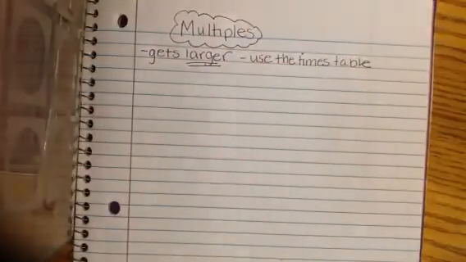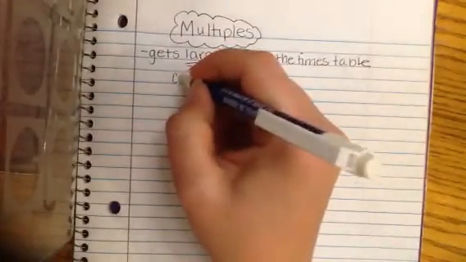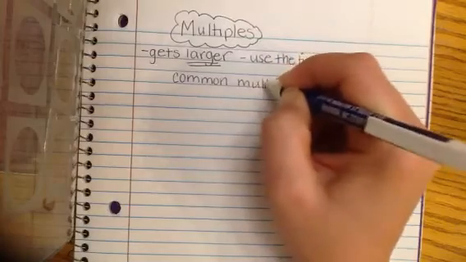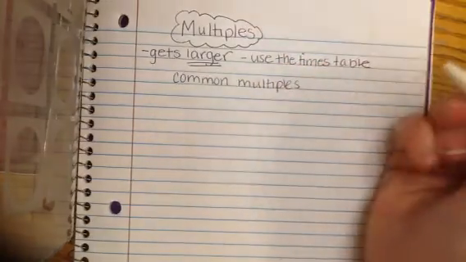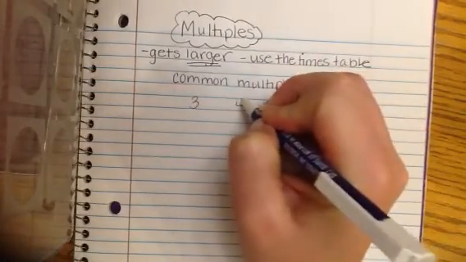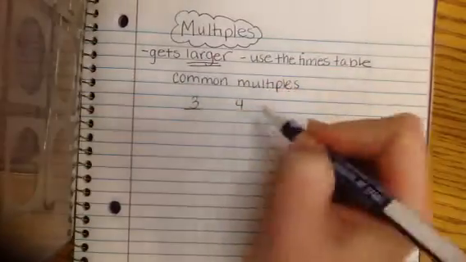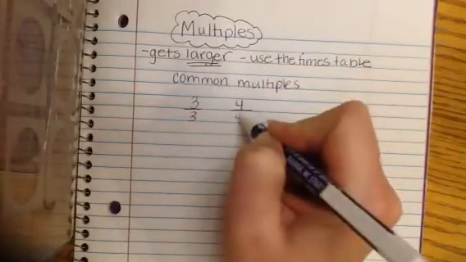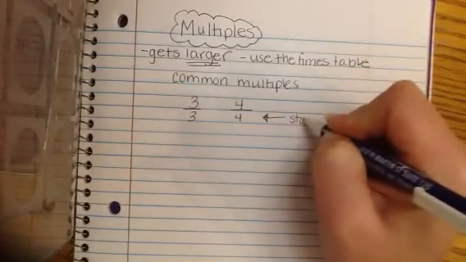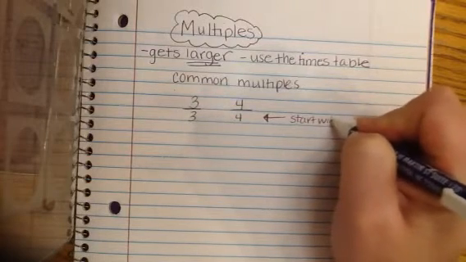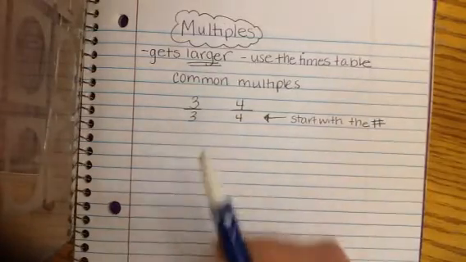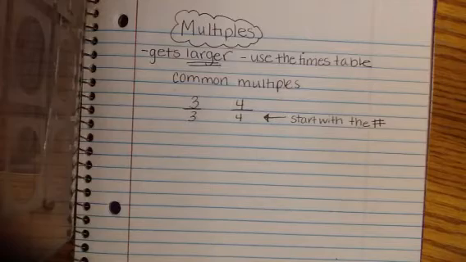So, if I want to find common multiples, this is what I do. If I would like a common multiple between 3 and 4, I make a list. I start with 3, let's write that down, and I start with 4. So I have to actually use 3 and 4 to start my list for multiples.